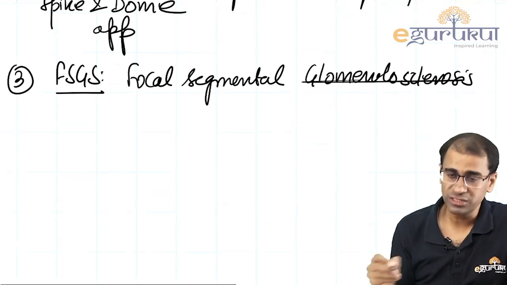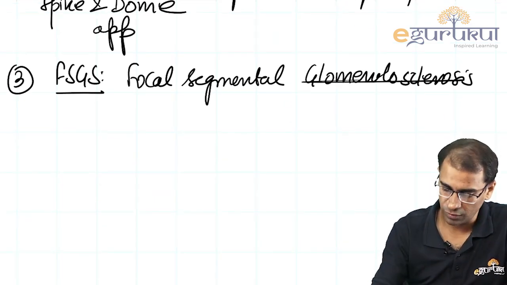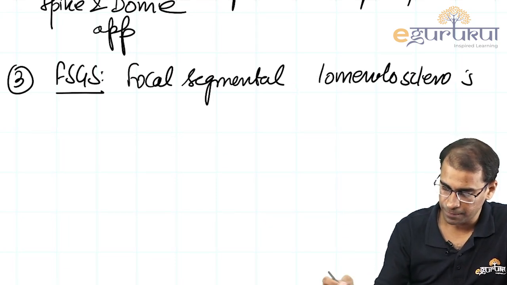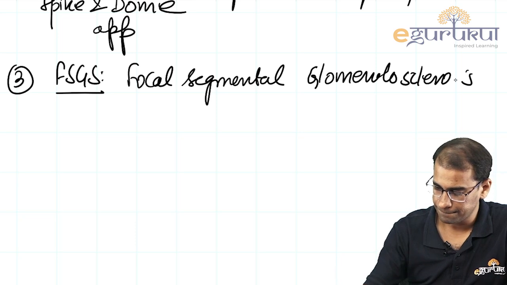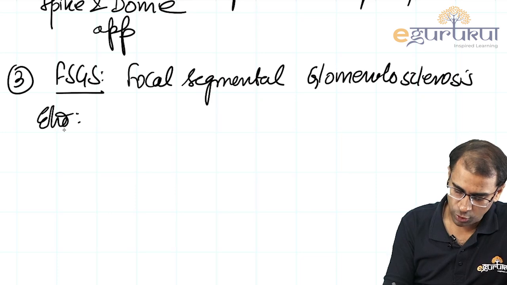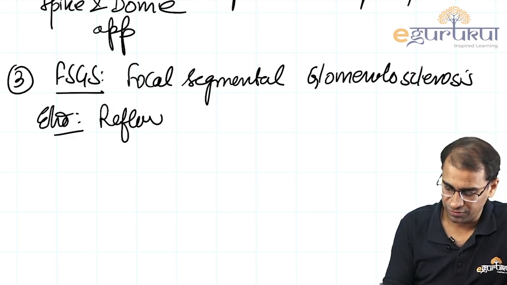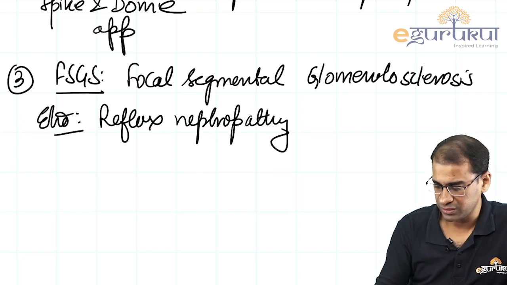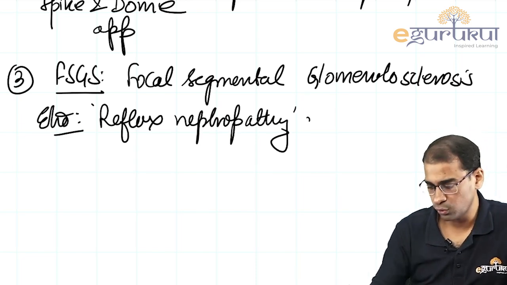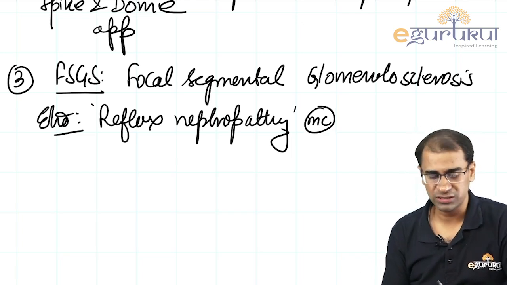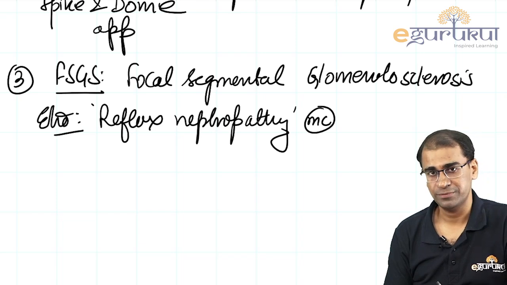Remember, the etiology is very important here. So, why is it important? Because the most common etiology of this finding is reflux nephropathy. This is the most common etiology, okay, reflux nephropathy.